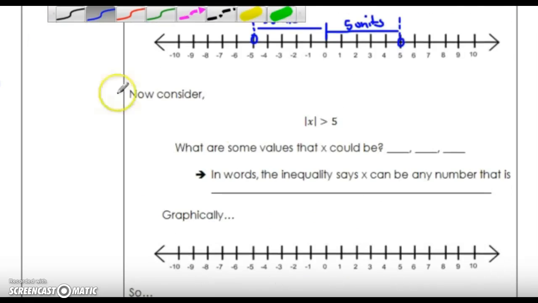Now consider the absolute value of x greater than 5. So what are some numbers that we could plug in there? We could plug in 6. We could plug in 8. We could also plug in a negative 7. So in other words, the inequality says x can be any number that is more than 5 units.